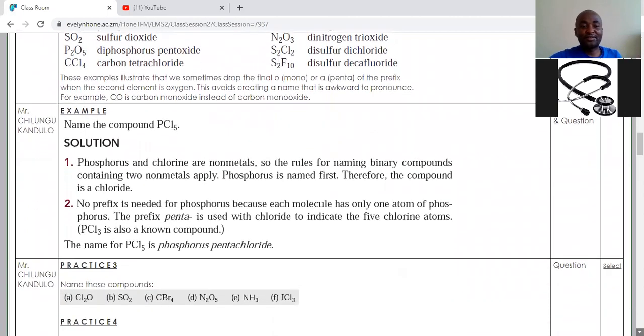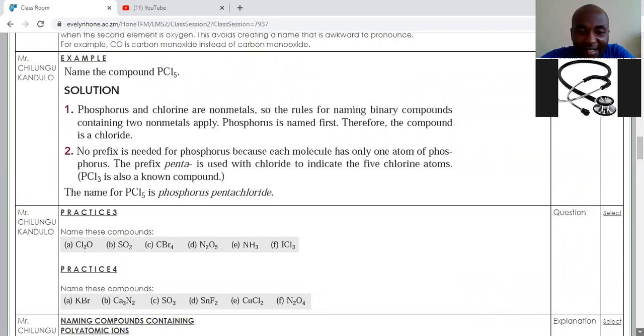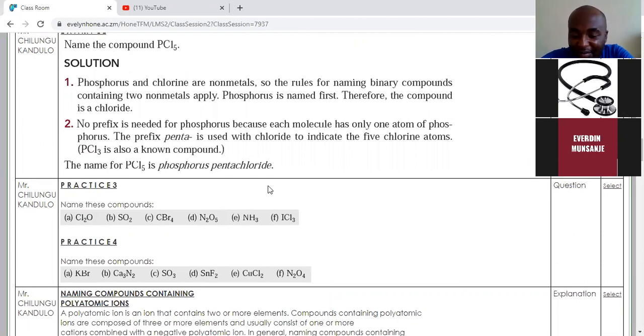I'm sure you tried to name like this one, phosphorus pentachloride. Who can give me the name of the first one up? The first practice. Cl2O. Dichloride oxide. What's that?